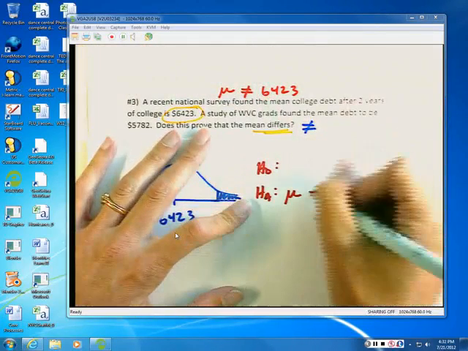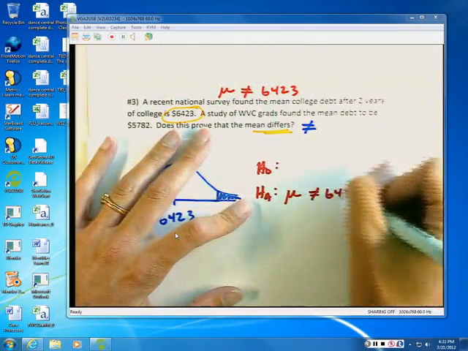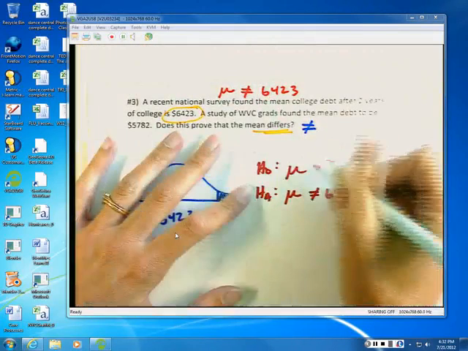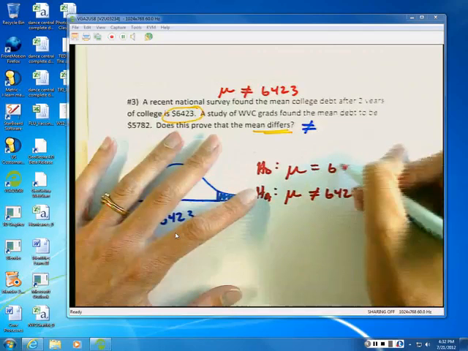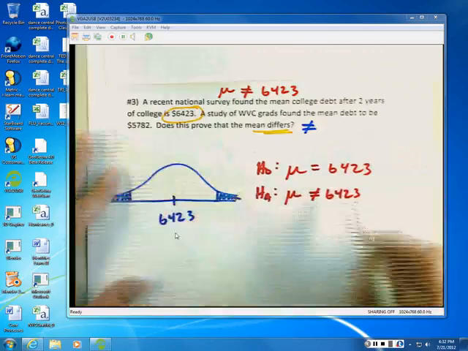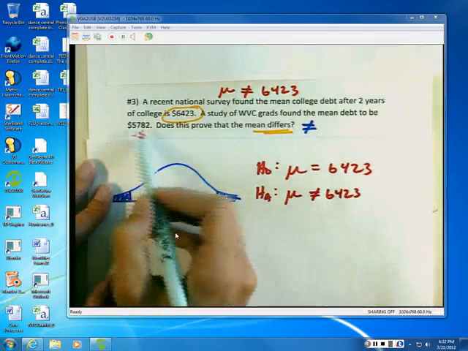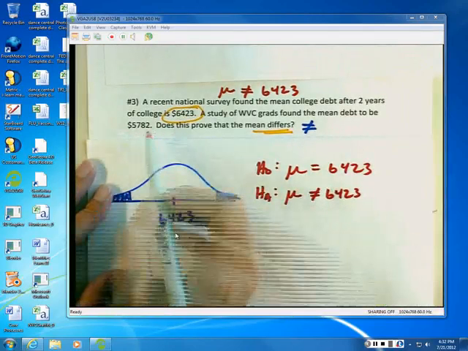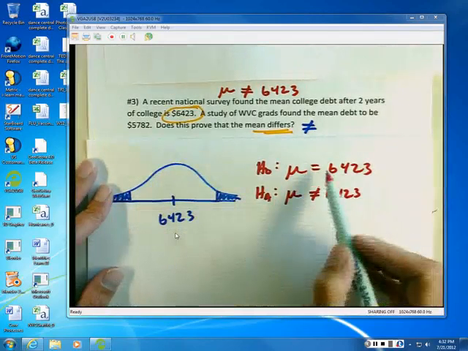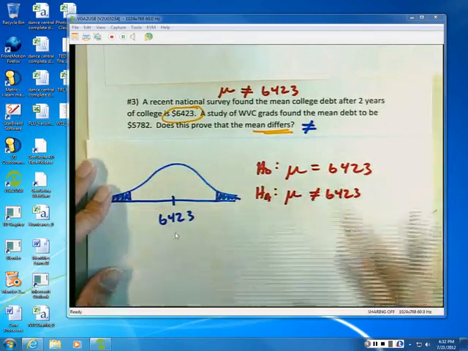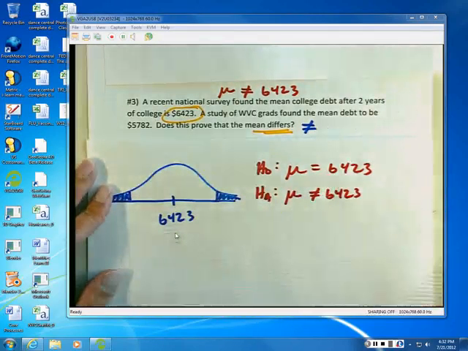So mu is not equal to 64.23. Null hypothesis has to be equals then. I don't even think that through. 64.23. Notice for my hypotheses, I'm not using anything from the sample. We will when we do some tests here in a minute. But just to set up the hypotheses, I always just put numbers from that claim, like a national survey or something we're comparing it to. Okay, so that's number 3.